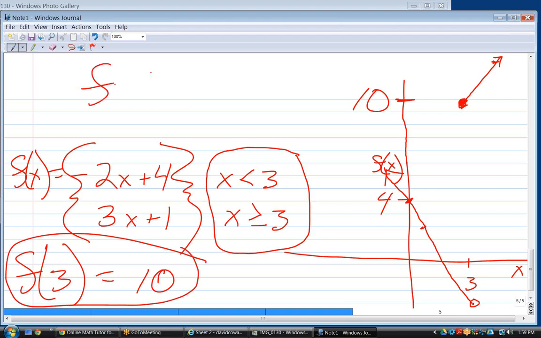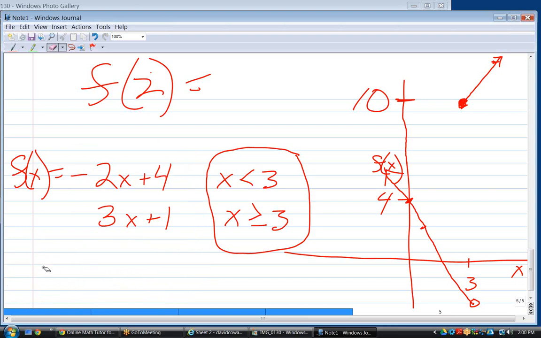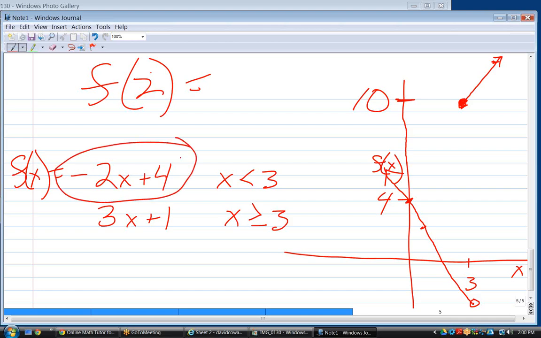What is f of 2? Hold on, just gotta write that down. So then f of 2 would be... Remember f of 2 is this function here. It's less than 3, right? So it plugs into a different function. When you plug in 2 to that, what do you get?